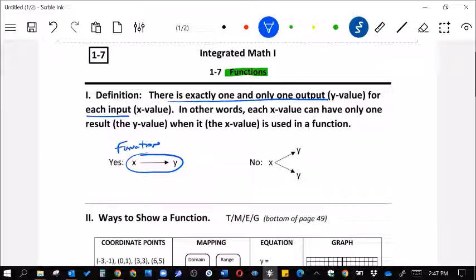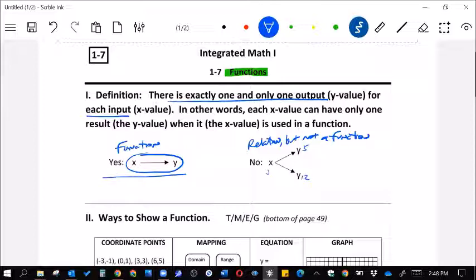Here, this x has two y values. So this x, if you plugged it into something, say it was a 3, and then you got a 5 and a 12 out of it, then this would not be a function. This would be a relation, but not a function. This one here is a relation also.